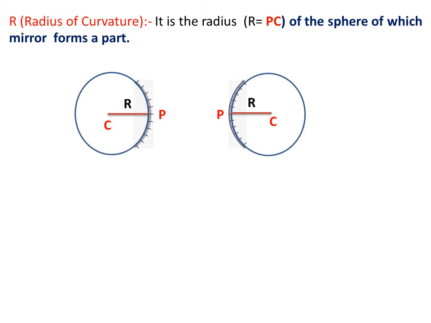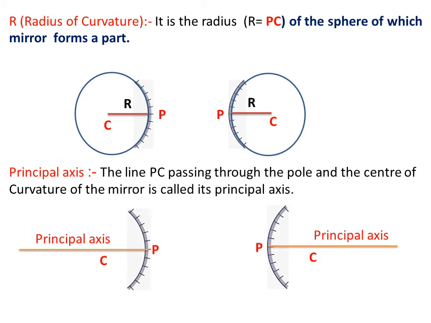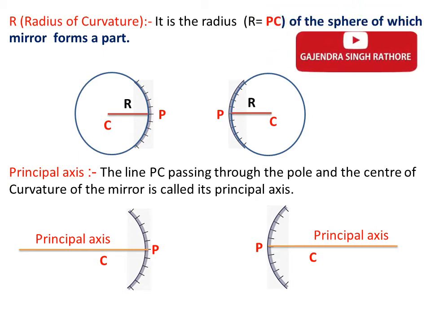Now the next definition is our principal axis. What is the principal axis? This one is our principal axis, but we have to define it. The line PC passing through the pole and the center of curvature of the mirror is called its principal axis. Note that the principal axis is normal to the mirror at its pole. Now we will move to another definition.